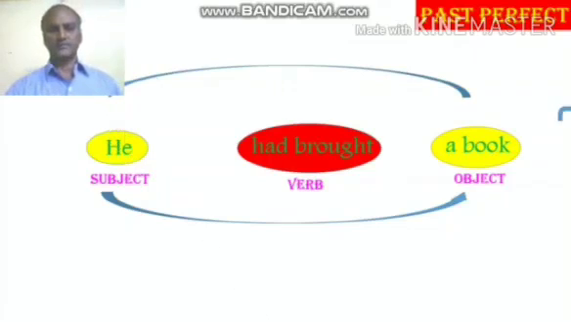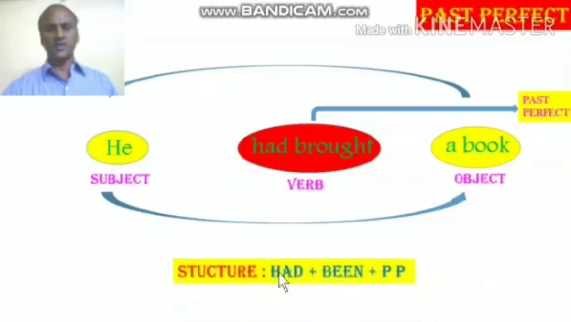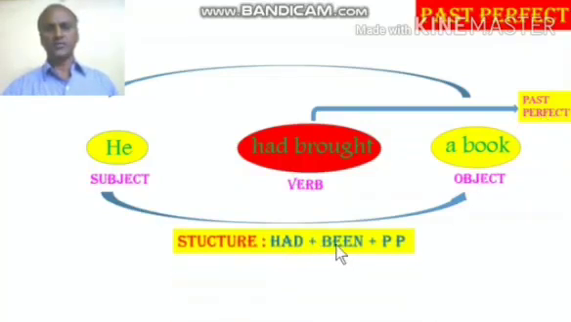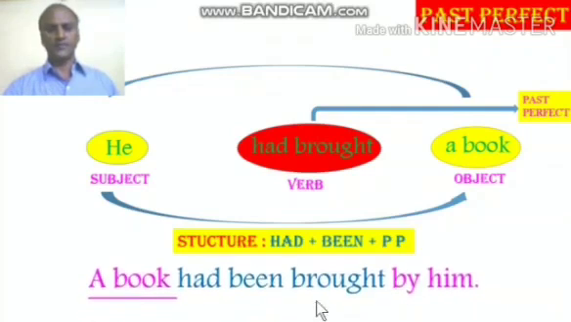The third step is you have to identify the verb, had brought. What type of verb is this, had brought? It is in the past perfect form. So what is the structure to be followed to change from active into passive? Had plus been plus past participle. So the answer is: a book had been brought by him.